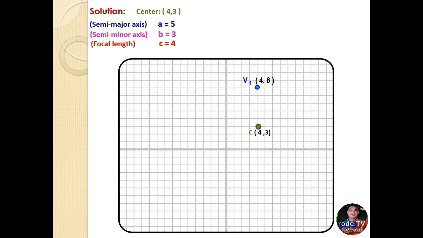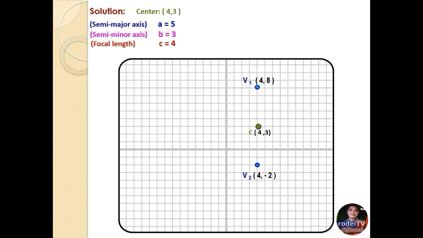Let us now locate the other vertex. There you have it. Again, since we have moved downward, the x-coordinate remains the same. And the value of y this time went down to negative 2. That's because 3 minus 5 is negative 2. Therefore, the coordinates of vertex 2 is positive 4 and negative 2.